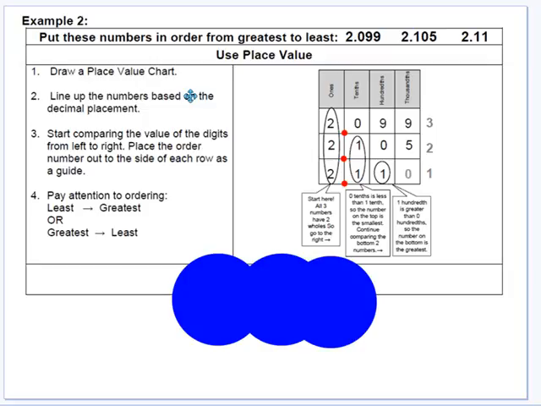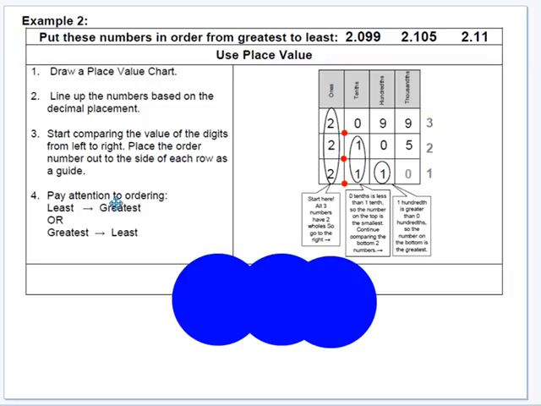So, comparing more than 2 numbers together, you still create your place value chart. So you better learn how to write your place value chart. Then you line up your numbers based on your decimal placement. You'd better line up that decimal, right? And we also line up commas in whole numbers. Then you start comparing the value of the digits from left to right. Place the order number out to the side of each row as a guide, like they've done here. Here's our greatest number, and then our smallest number, number 3.